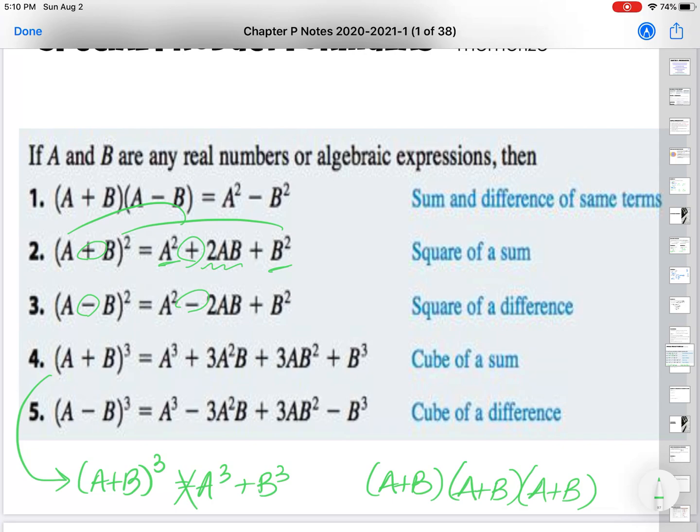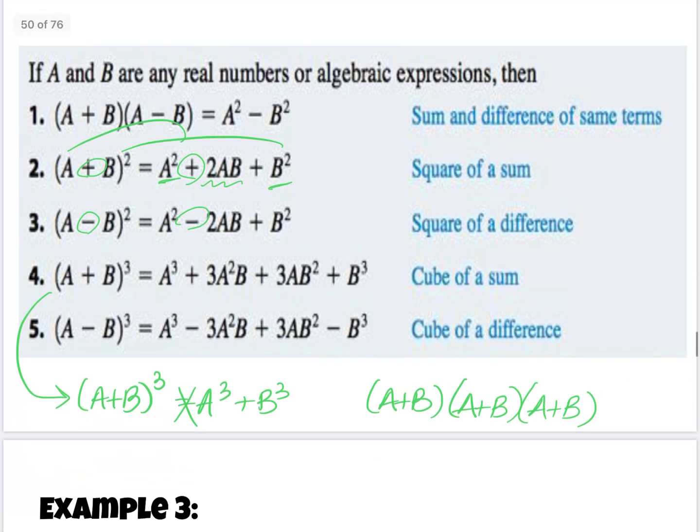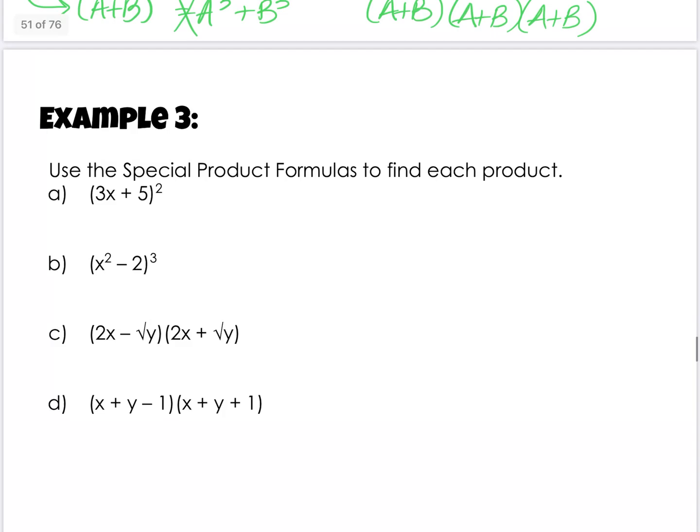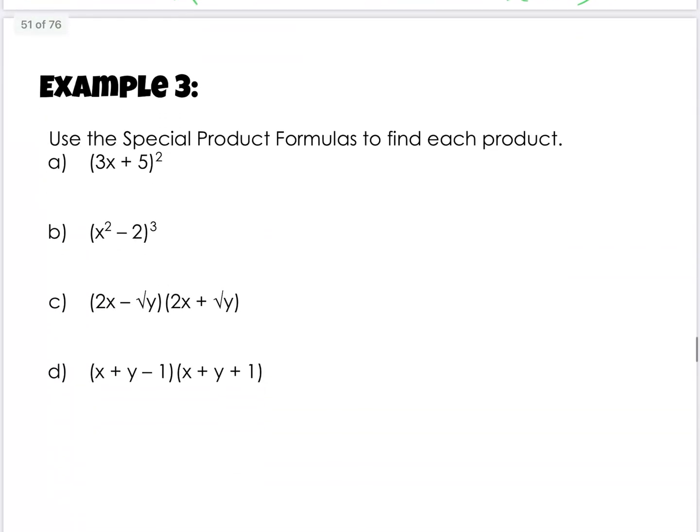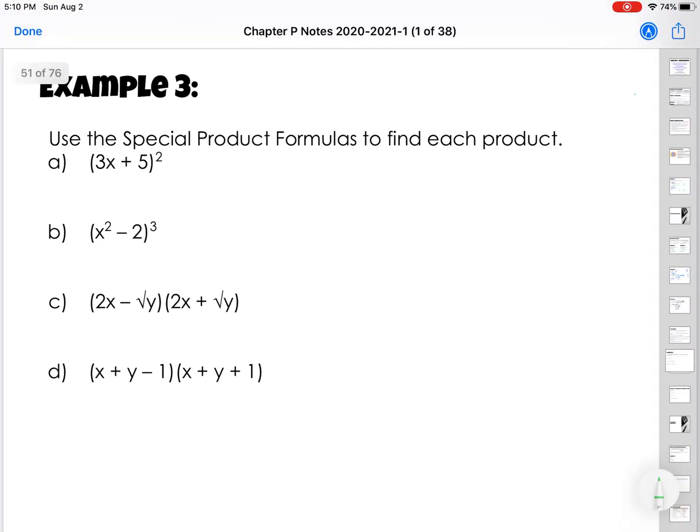Though these are useful, and if you can memorize them, great. But it's not 100% necessary to memorize these. When we do get to factoring, there's some better ones to know. And then let's use those special products, so we can use them to find the product of each of these here, just to practice doing that.